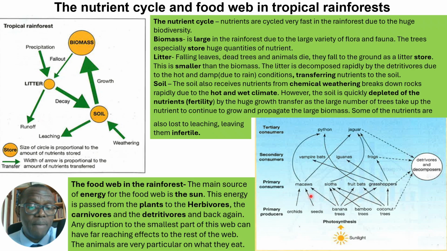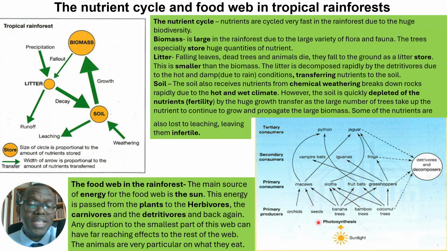So this is the food web. And you have the primary consumers consuming the plants. Then those primary consumers in turn will be consumed by the secondary consumers. Then above that, we have the tertiary consumers, which are at the top of the food chain. So you have jaguars here, you have pythons, and so on. They will then consume the smaller animals here.